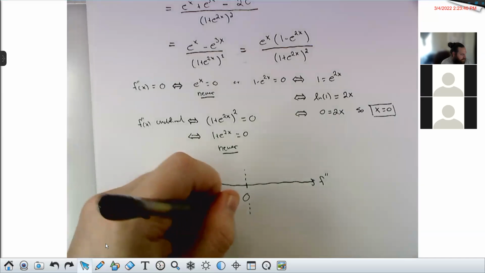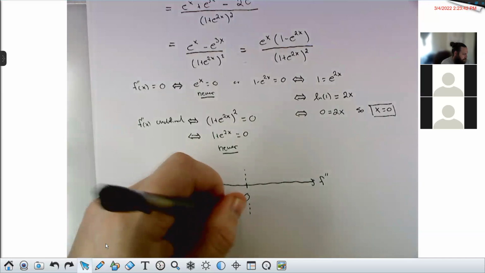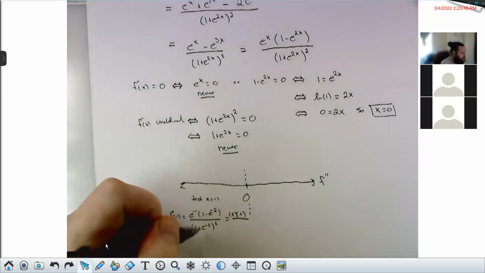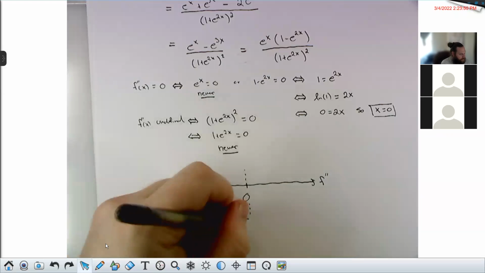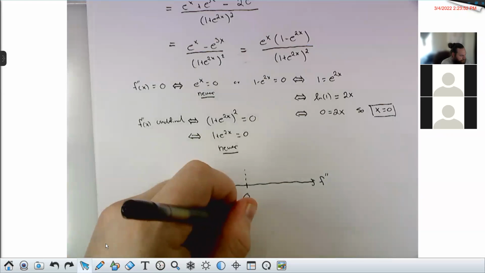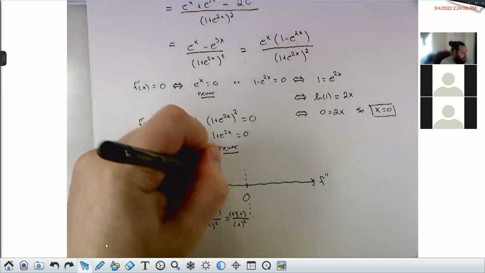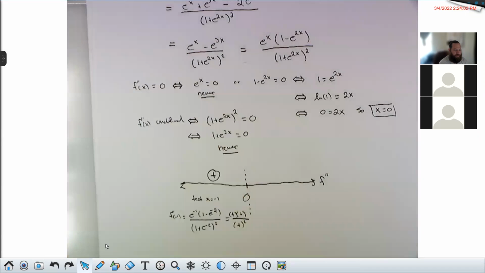So I'll just write the signs here. This is positive times positive. And downstairs here, this is also positive. 1 plus e to the -2. Well, e to the -2 is already positive. When you add 1 to that, it's going to be positive. So every factor here is positive, which means the whole thing is positive. So f double prime, positive to the left of 0, concave up.